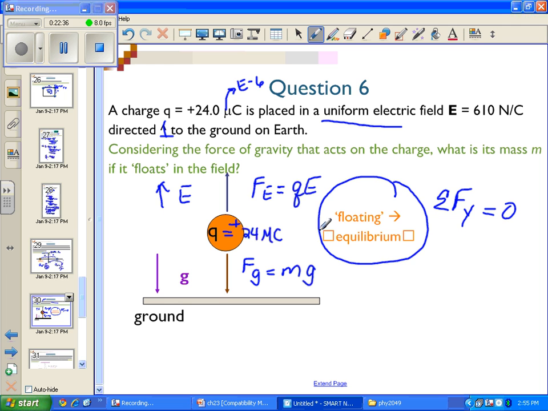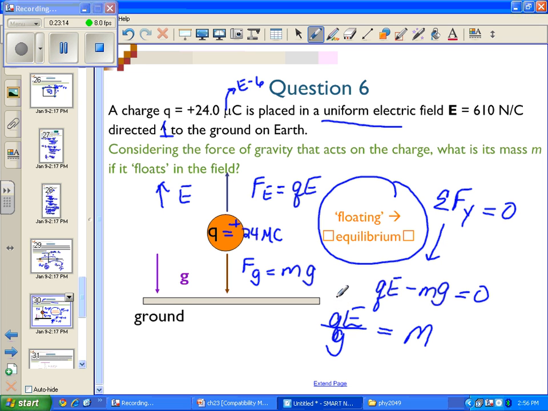Now, the fact that we've said that the magnitude must be equal, but the direction must be opposite, means that when we use Newton's second law, we can look at each of these forces: positive QE because it's directed upward, minus mg because it's directed downward, equals 0. Well, we are solving for m, so we take mg to the opposite side. Now we are going to divide both sides by g, and m equals q times E divided by g.